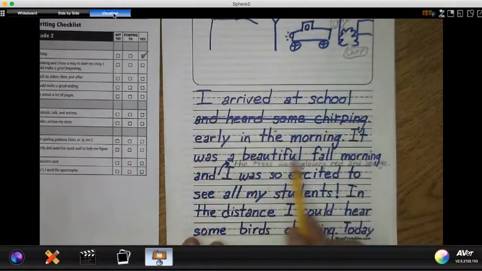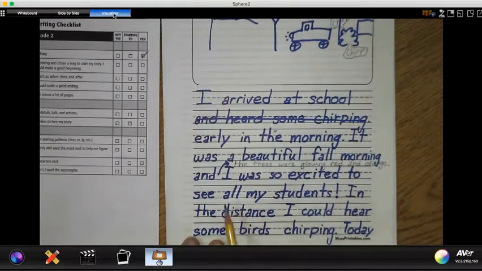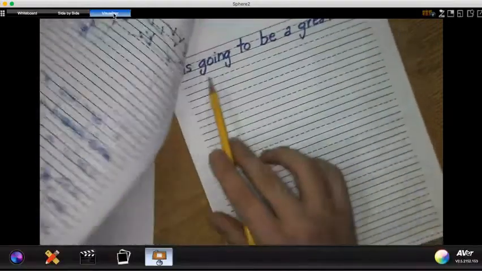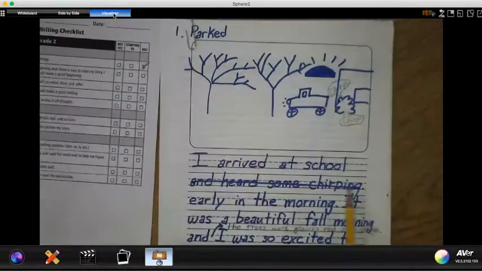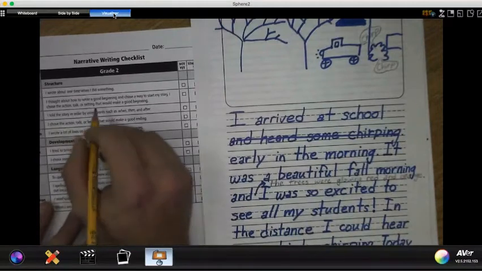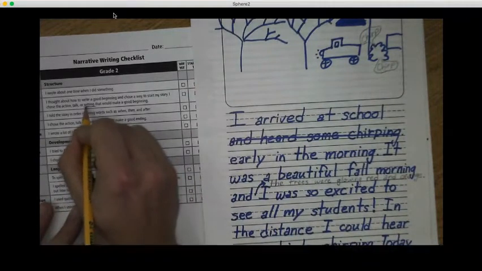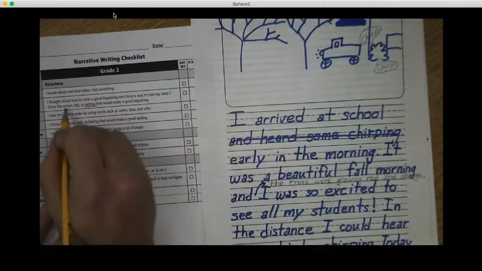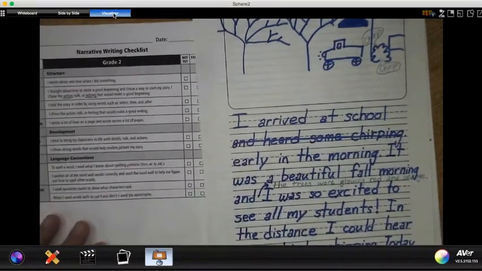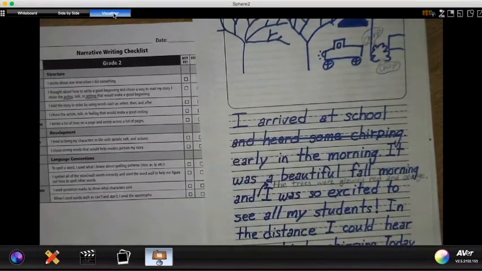I arrived at school early in the morning. It was a beautiful fall morning, and the trees were glowing red and orange. I was so excited to see all my students. In the distance, I could hear some birds chirping. Today was going to be a great day. So I think I used a couple in there. I definitely used, and I'm going to underline it so that I can remember, setting. And I can even use action in this one too, because I could hear the birds chirping in the background. That's some action that was happening in my scene as well. So I chose two different things there.